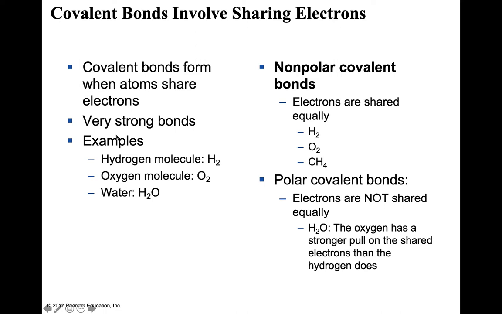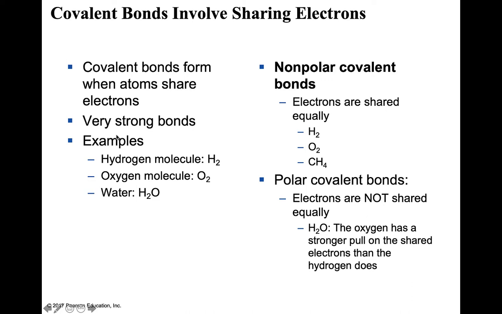So here we're talking about covalent bonds, and as noted, these bonds form when atoms share electrons. We consider them to be relatively strong bonds. Now, some common examples are hydrogen. I will always make a difference when I'm talking about molecular hydrogen versus elemental hydrogen. Same thing with oxygen. The oxygen that we breathe is actually two oxygen atoms covalently bonded together. Water is another example.